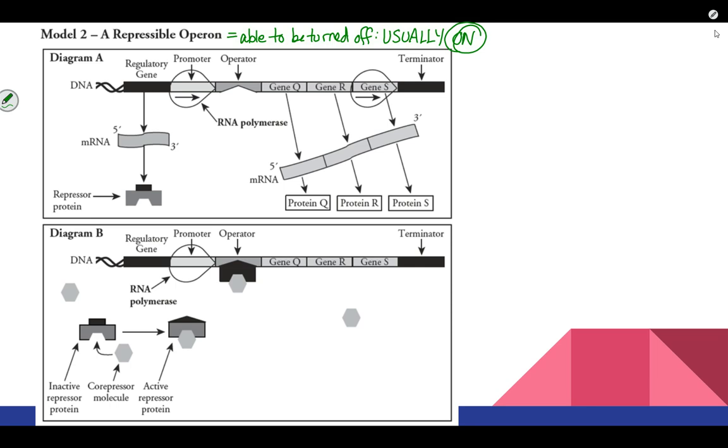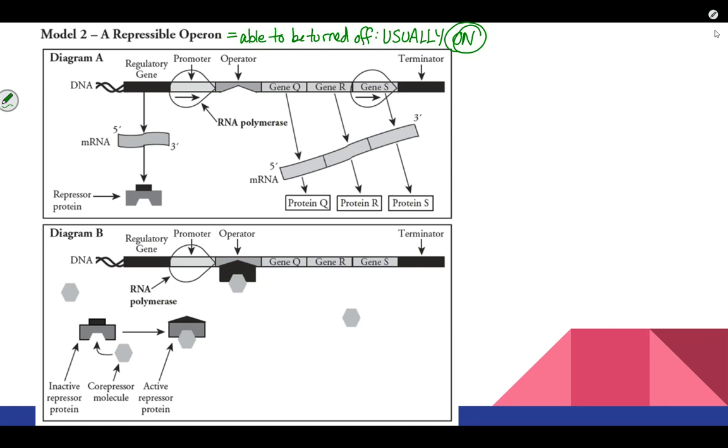So this type of operon, a repressible operon, is used usually for the production of substances the cell needs. The example that's in your packet, the most common example, is the tryptophan operon. Tryptophan is an amino acid, and just like we need all 20 amino acids to make our proteins, bacteria do as well. And so most bacteria have the ability to synthesize, to make their own tryptophan, and it requires these enzymes, protein QRS. Those are the enzymes needed to build tryptophan. And the cell needs to have a constant supply of tryptophan so it can make proteins.